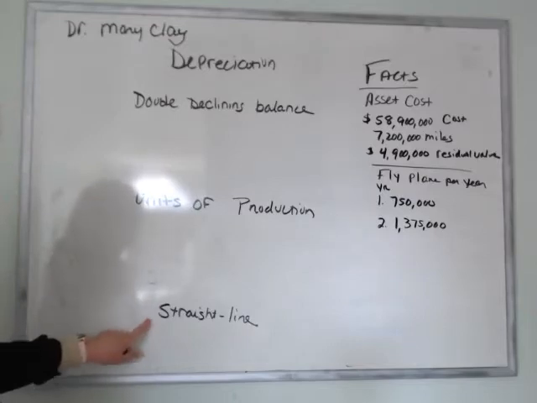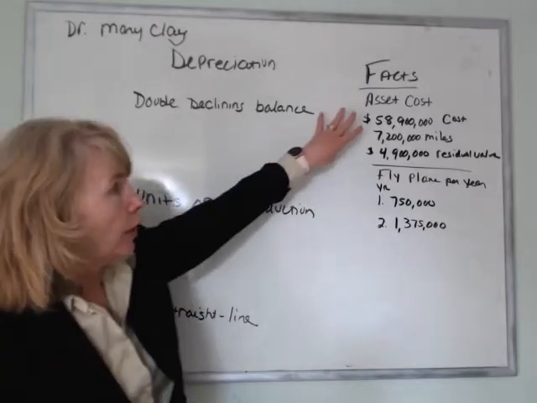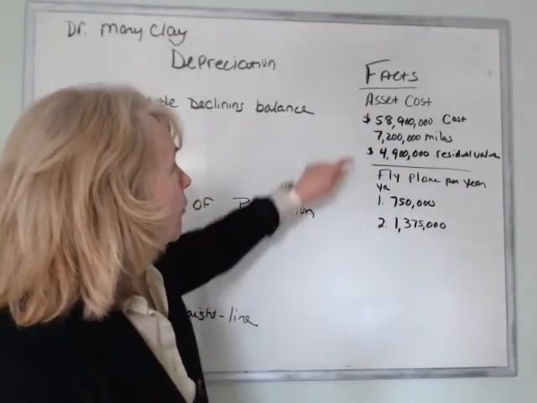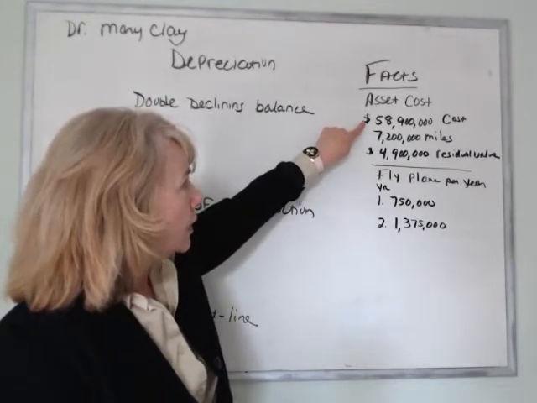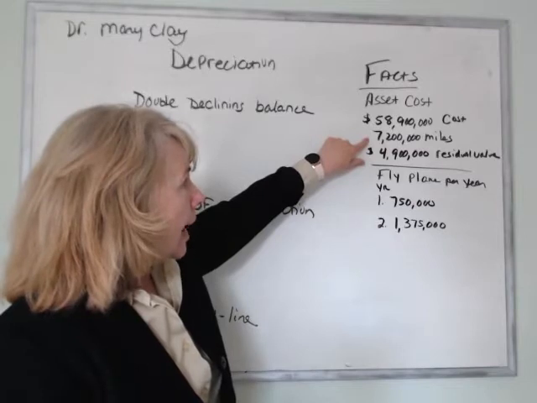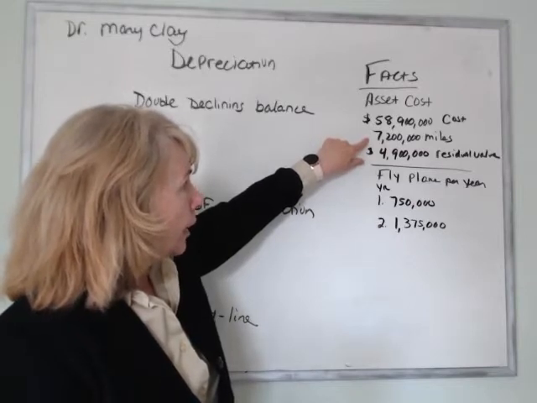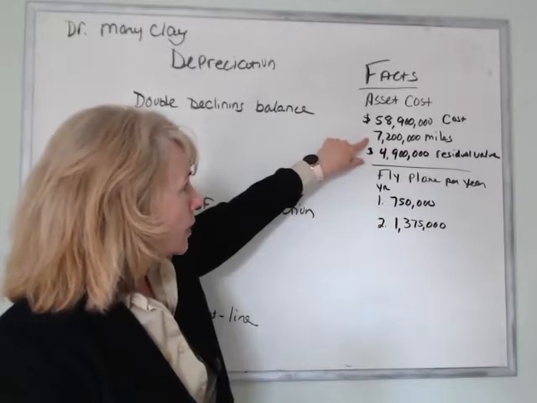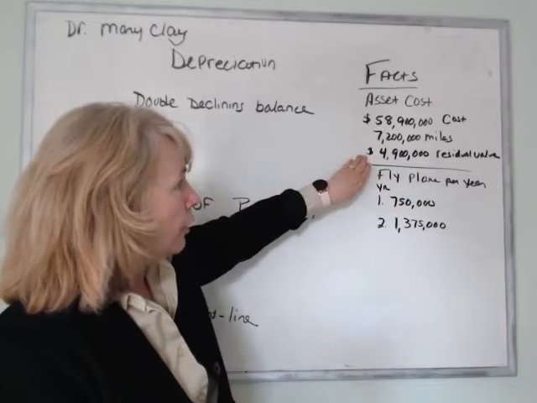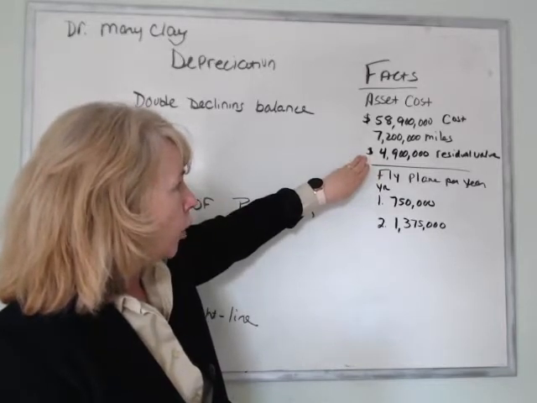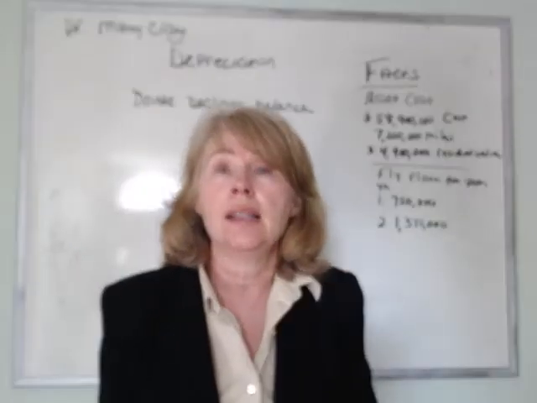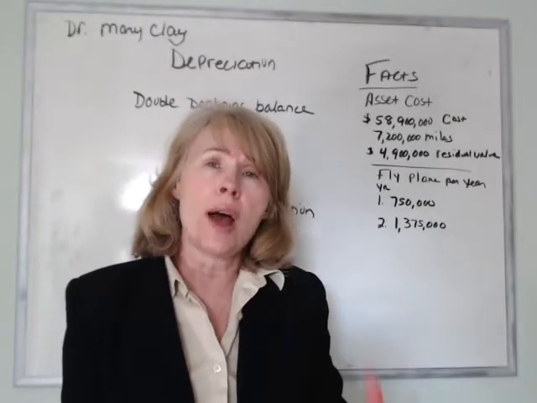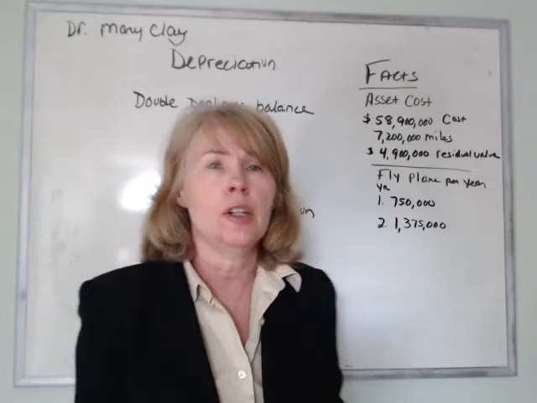Okay? Now, over to the side of the board, I broke down the problem for you. The cost is $58,900,000. The miles driven for the airplane are 7,200,000. The residual value for this particular problem is 4,900,000. Other things we'll need later on, so always jot down notes of the particular problem.